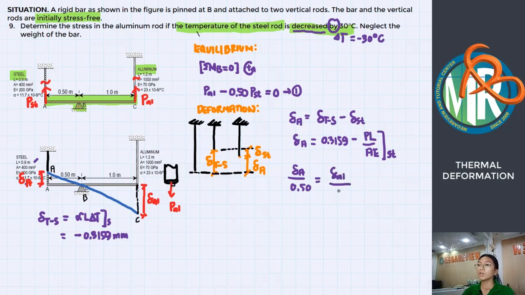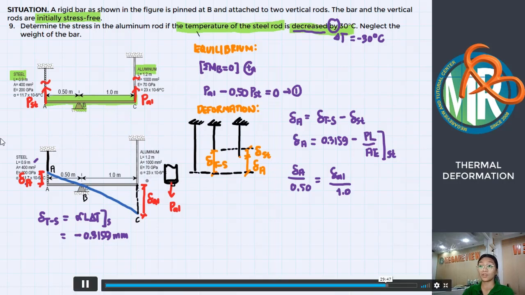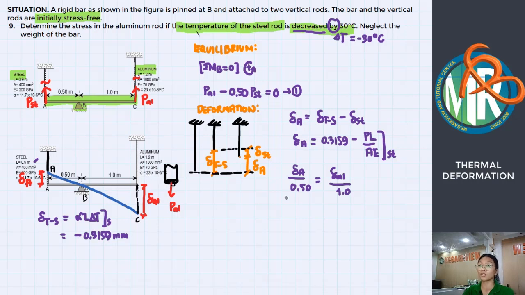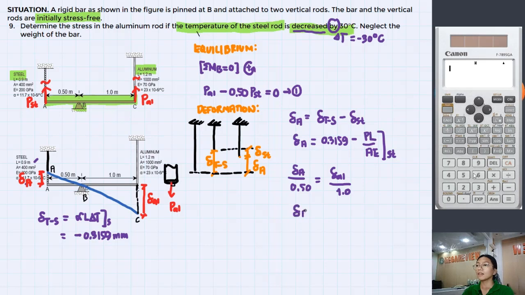aluminum over 1. Okay? Take note na axial deformation lang to kasi again, hindi po kasali si aluminum rod sa nag-change ng temperature. Okay, so yung reaction lang niya is axial deformation. Right? So yung deformation pala delta A is kalahati sa axial deformation sa aluminum. So this is kalahati ng PL over AE of the aluminum rod.